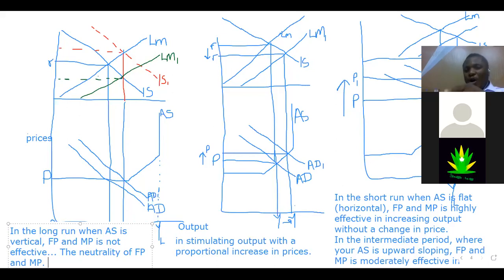So that neutrality of money in the long run, as designed by the classicalists, was further confirmed by Friedman when he was discussing his money theories, MV equals PQ. So you need to understand the effectiveness of monetary and fiscal policy with respect to the period you are in. You need to identify first, are we in the short run, the intermediate period, or the long run? That tells you what will be the effectiveness of such a particular policy.